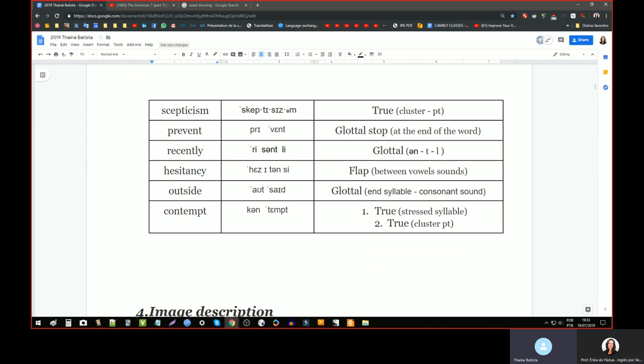Flap T. Outside, glottal stop, because the T is at the end of a syllable and the next syllable begins with a consonant sound, outside. And contempt, true T. The two T's are true.